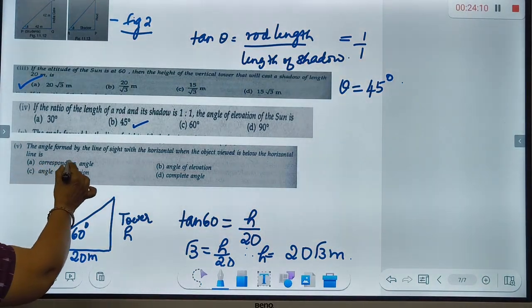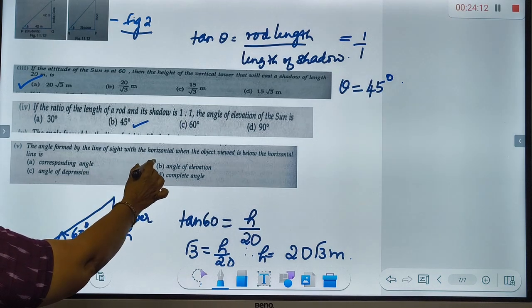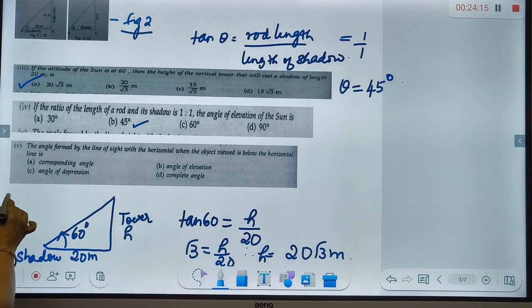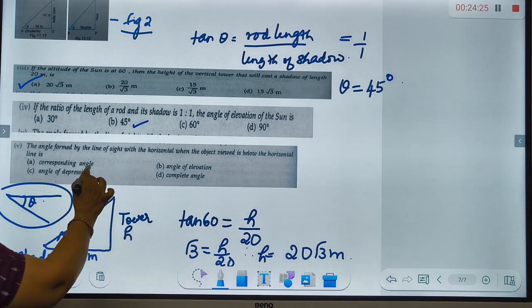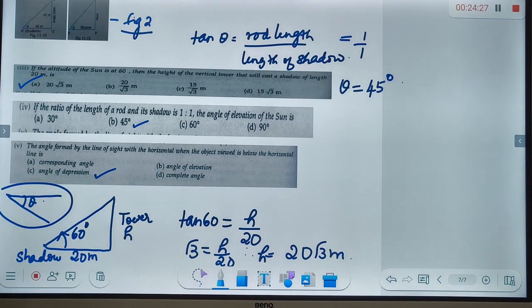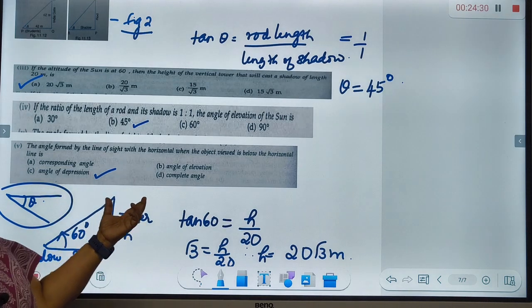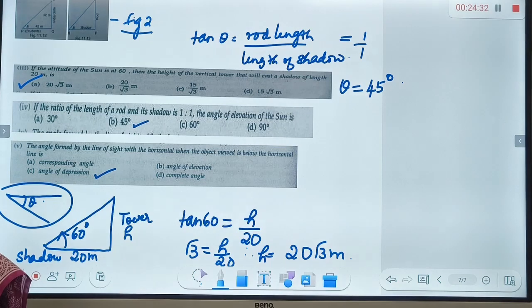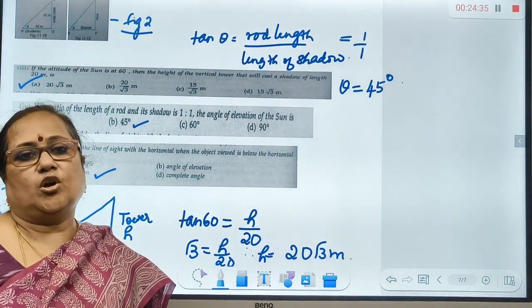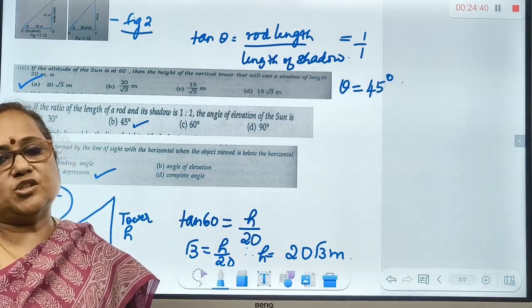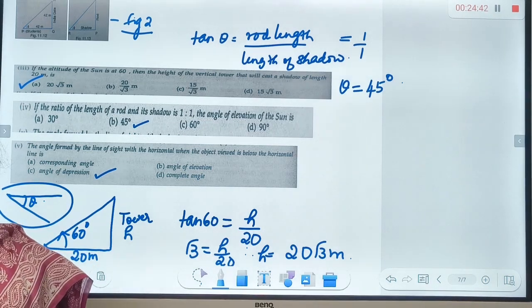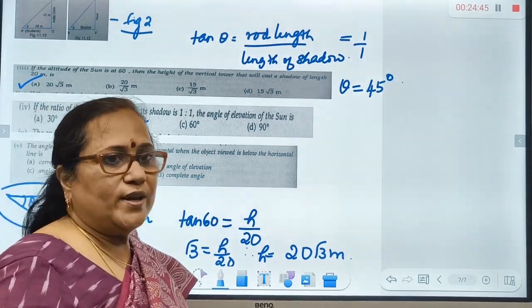The angle formed by the line of sight with the horizontal when the object is viewed below the horizontal line. See, suppose it is the horizontal and it is viewed below the horizontal line at angle theta. Then what do you call this theta? Theta is called the angle of depression. It is just a quick reflection to check whether you have understood the concept of angle of elevation and angle of depression, which are very important, defining terms in trigonometry and used a lot to solve problems. So I hope you found today's session useful.